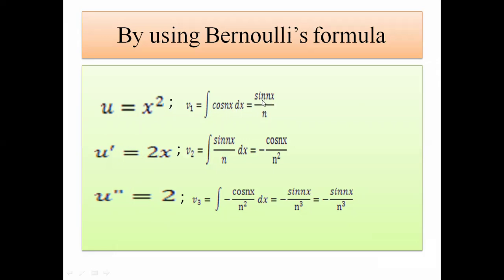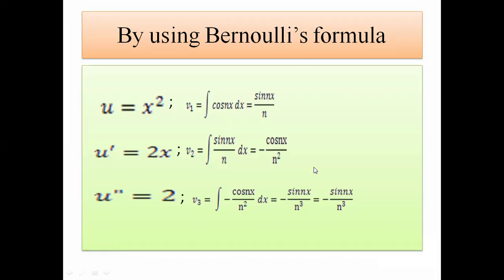Integrating, you get sin nx by n. Then v2 is the integral of v1 dx, the integral of sin nx by n dx, which equals minus cos nx by n square. And v3 equals the integral of minus cos nx by n square dx, which equals, with the minus already there, positive sin nx by n cube, so minus sin nx by n cube.